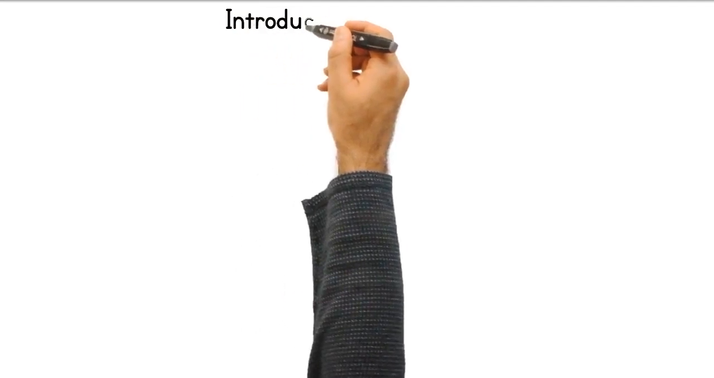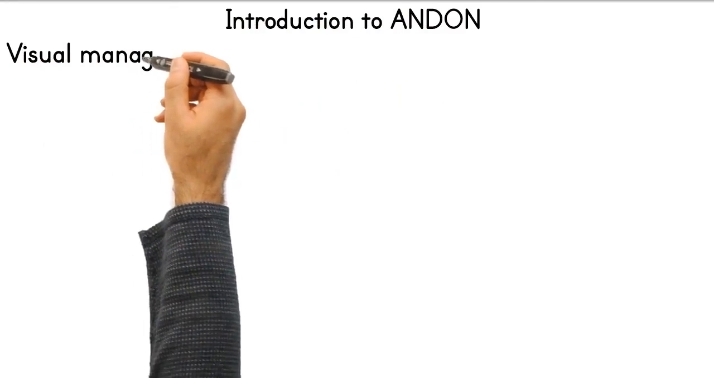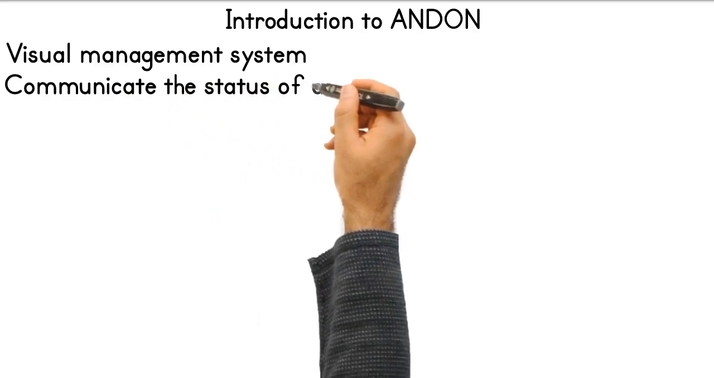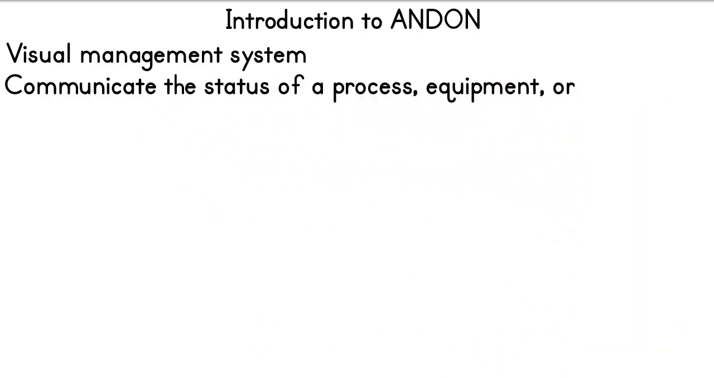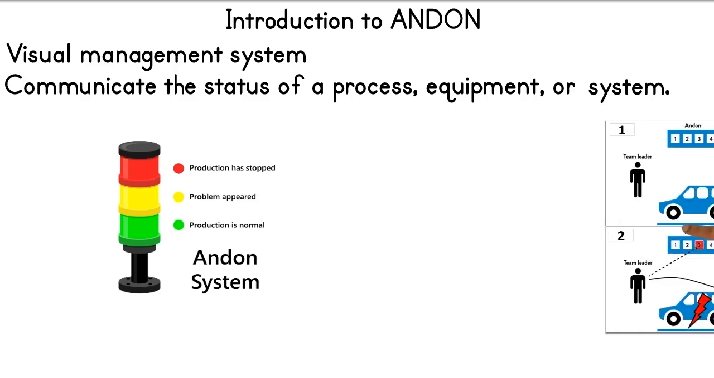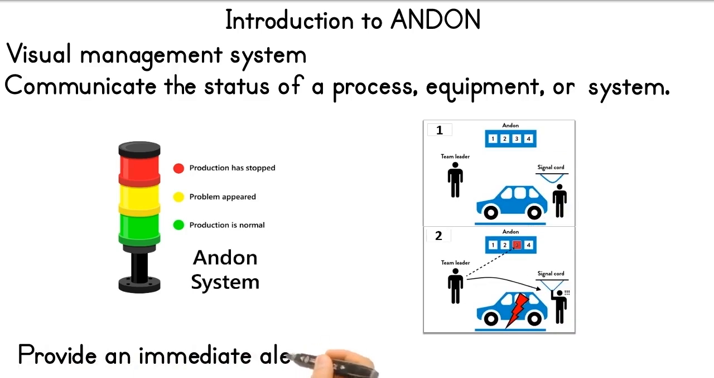ANDON is a visual management system widely used in manufacturing and operations to communicate the status of a process, equipment, or system. The purpose of ANDON is to improve communication on the shop floor and provide an immediate alert when an issue arises, allowing for rapid intervention and resolution. This report explains ANDON using the 5W1H framework: who, what, when, where, why, and how.